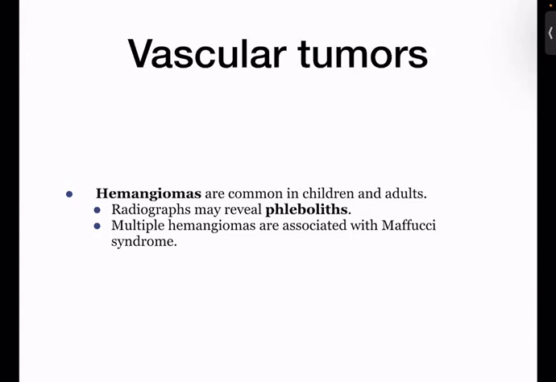Phlebolith, this is a common MCQ question. They give you the X-rays and ask what your differential is, for example. They list Ewing, osteosarcoma, osteoma, and one of the options will be vascular. Vascular lesions or hemangiomas can have phlebolith. Multiple hemangiomas are usually associated with Maffucci syndrome, and Maffucci syndrome has a 100% chance of malignant transformation. This is another MCQ question.